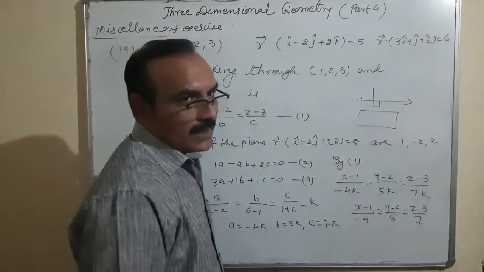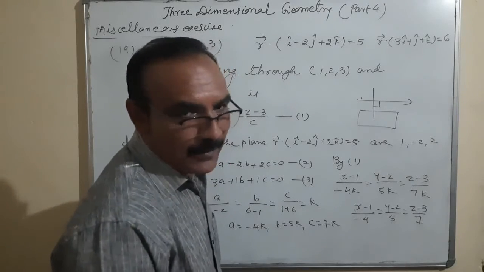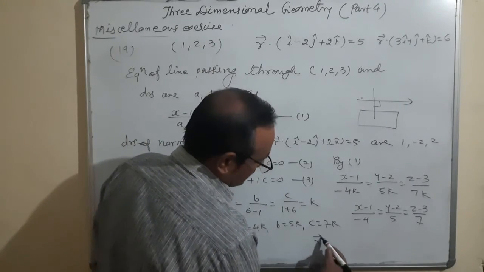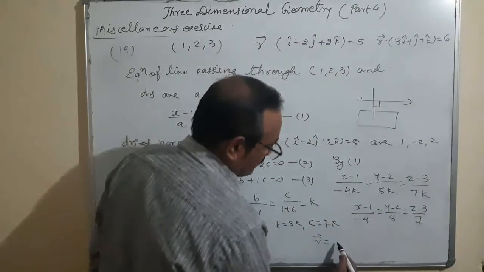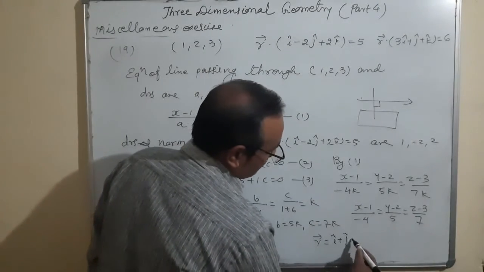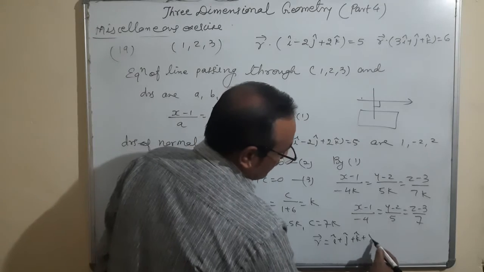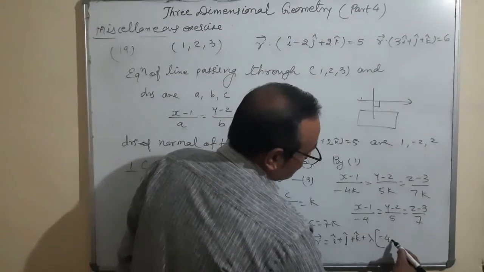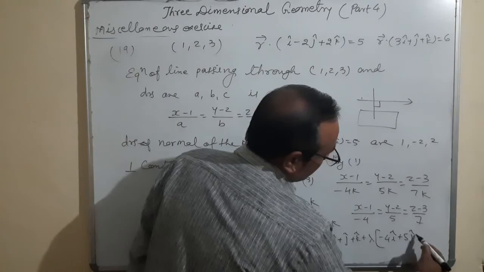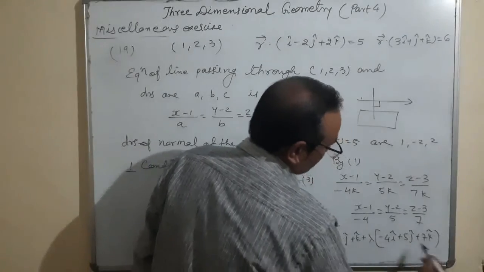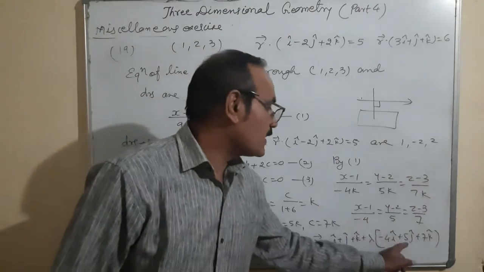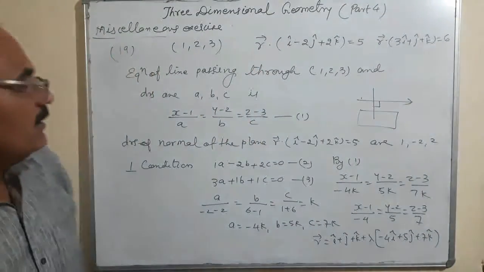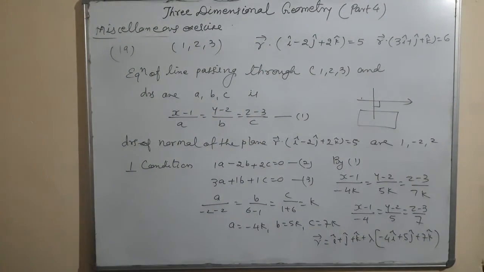So the vector equation of the line is vector r equals vector a plus lambda vector b. Vector a is the point from where the line is passing, 1, 2, 3. So r equals i plus j plus k plus lambda times (minus 4i plus 5j plus 7k), which is the direction ratio of the line. Okay, that was question number 19.